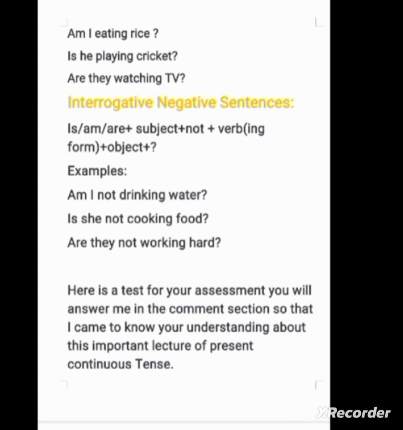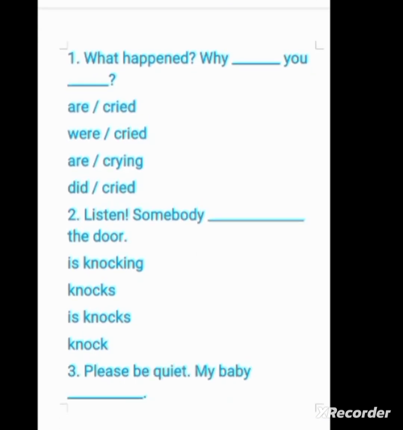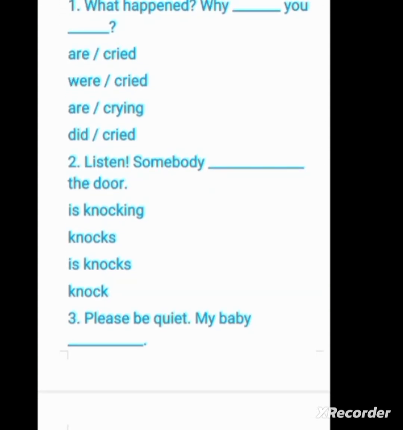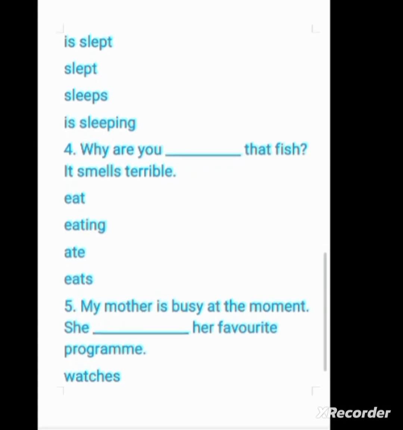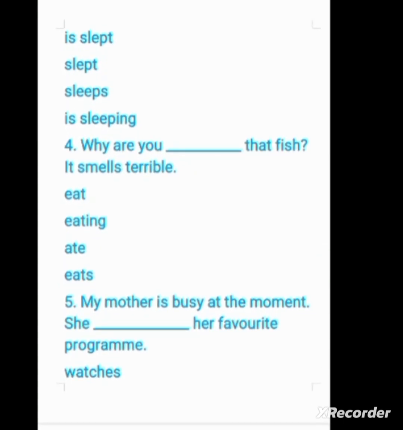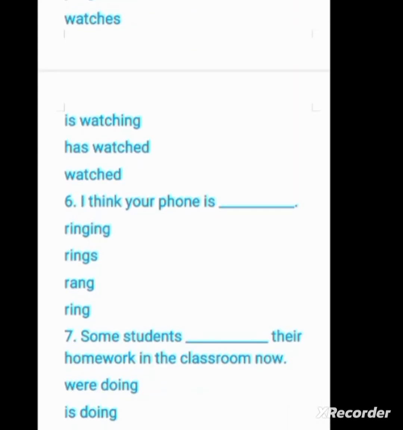Here's a test for your assessment. You will answer in the comment section so that I come to know your understanding of this important lecture on present continuous tense. Have a look at the test. You will solve this test and post your answers in the comment section, and I will check them. These are the questions you have to solve so that I can assess your understanding by checking the answers.